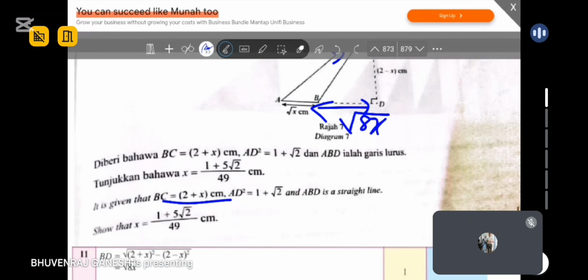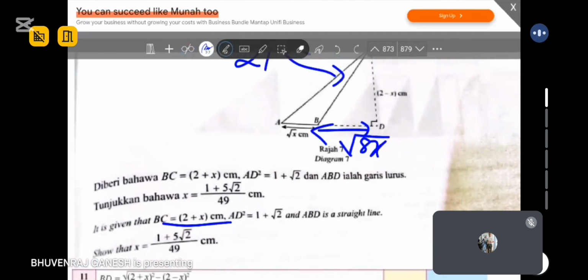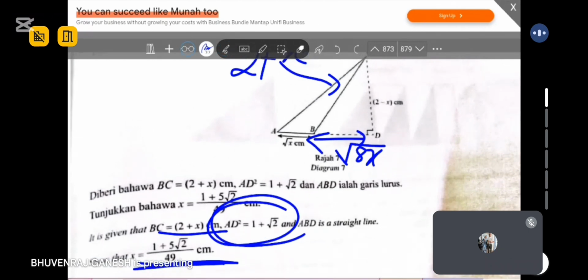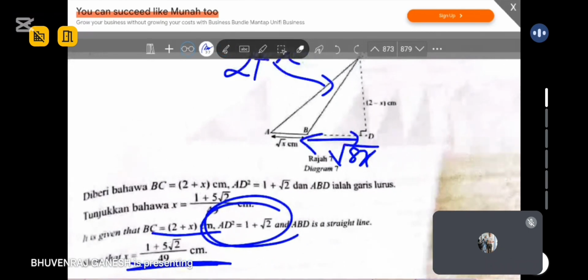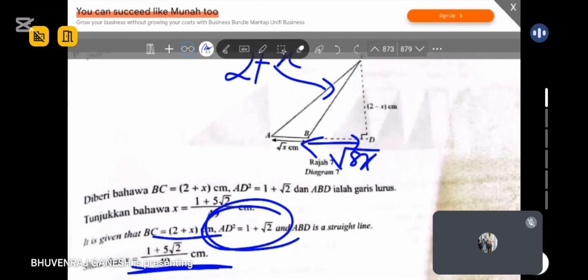Now is the tough part. Sekarang bahagian ni susah, guys. How do I show this? Macam mana saya nak tunjuk yang ni? You refer to the second information, guys. AD square is equal to this one. So you think and see, guys. What should I do now? Saya kena buat apa sekarang, guys? Try to think and see. Kalau kamu dapat langkah ni, kamu boleh tunjuk dah. You can show already if you get this step. Anyone? Come on. Think and see. Saya kena buat apa sekarang?